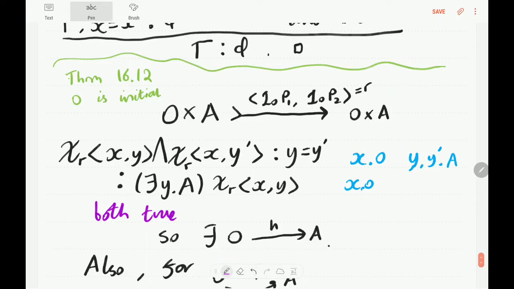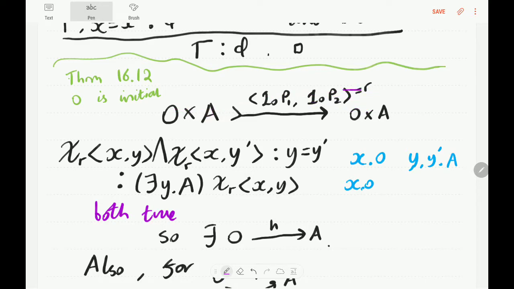Okay, so we continue, much ado about nothing. We want to now show that 0 is the initial object. So this is really the punchline. So what we do, we consider the identity arrow from... So we want to show that there's a single arrow from 0 to any object A. So we consider the identity arrow of 0 times A.